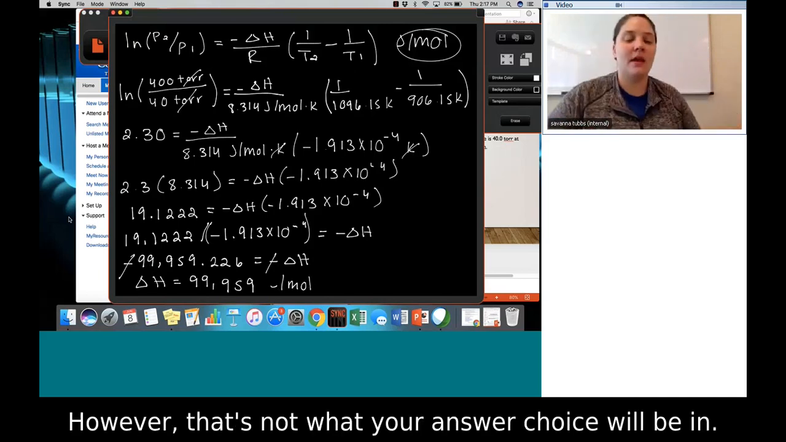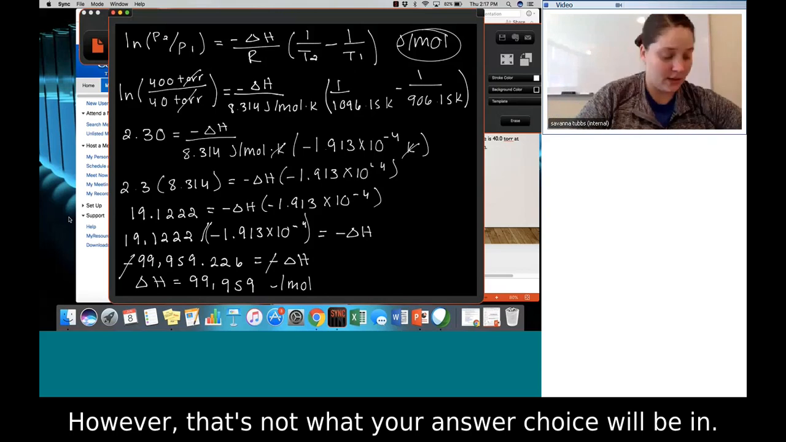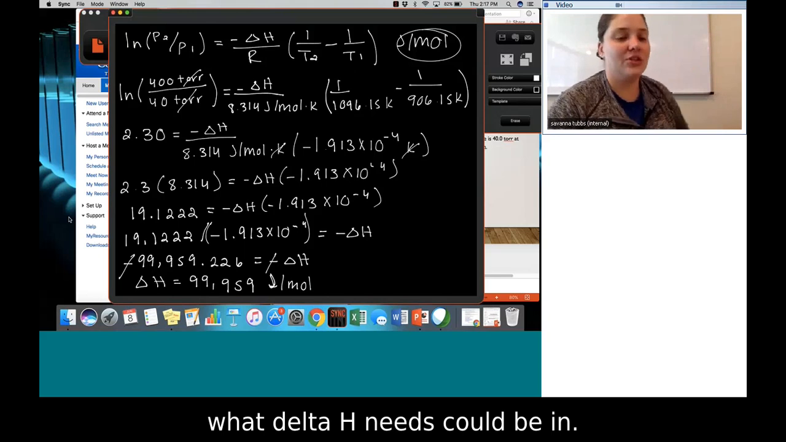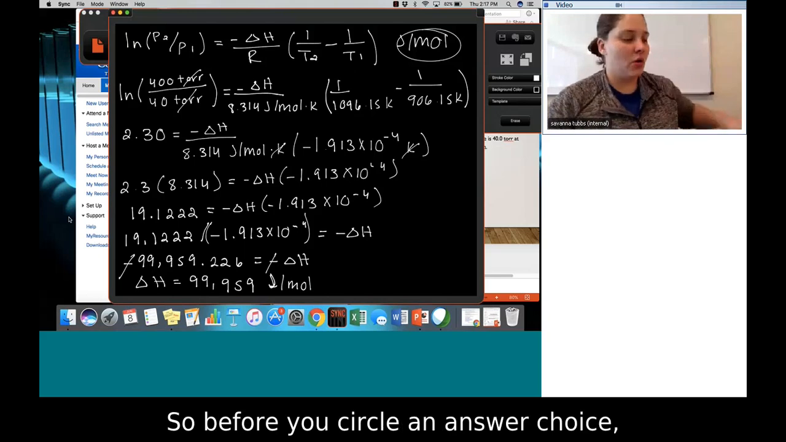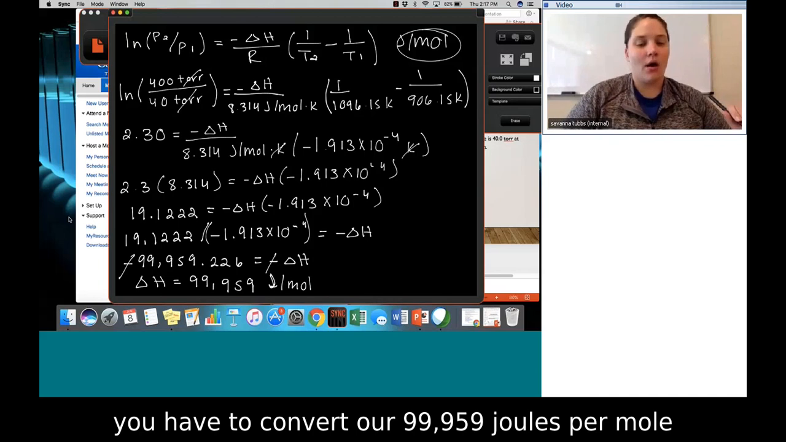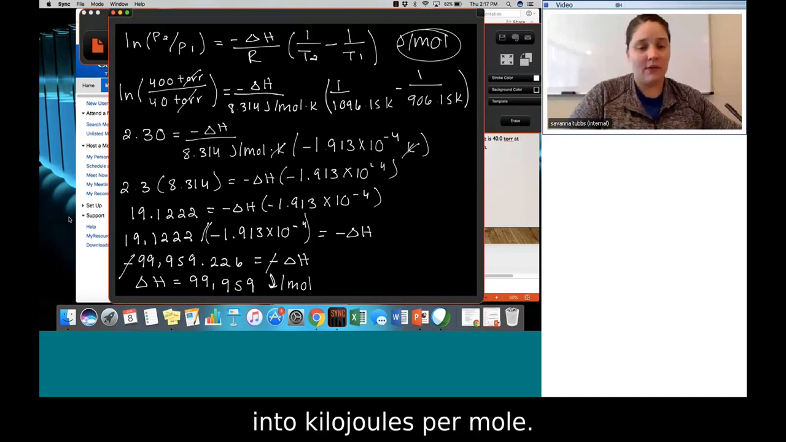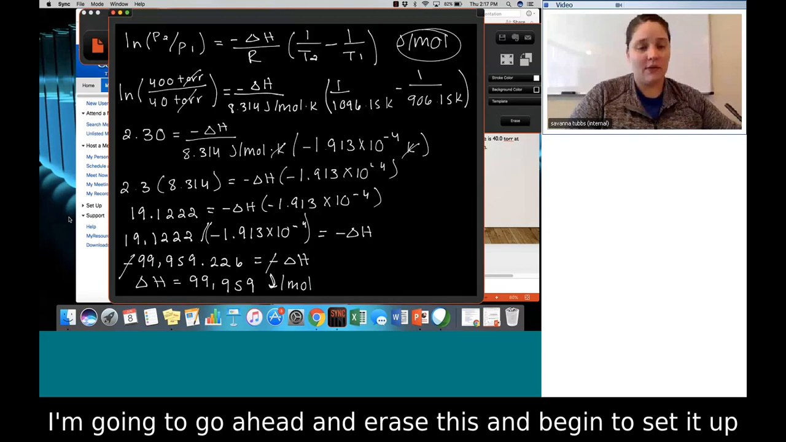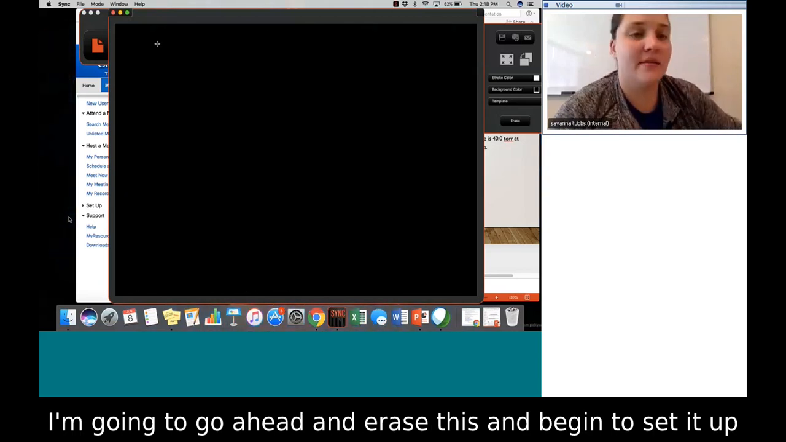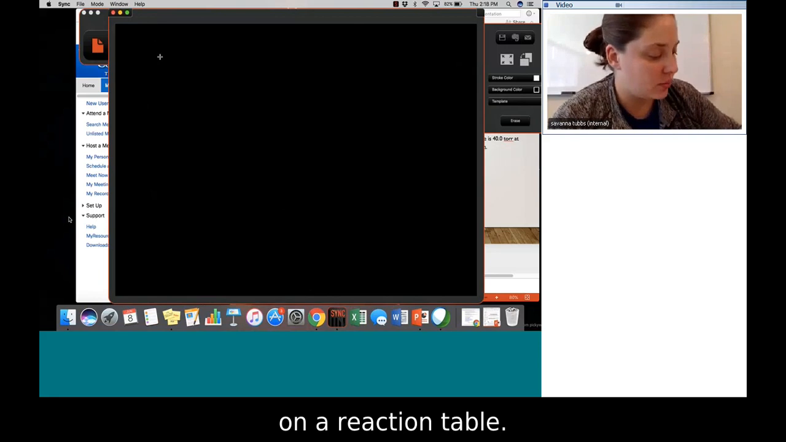However, that's not what your answer choice will be in. It's going to be in kilojoules because that is what delta H needs to be in. So before you circle an answer choice, you have to convert our 99,959 joules per mole into kilojoules per mole. I'm going to go ahead and erase this and begin to set it up on a reaction table.